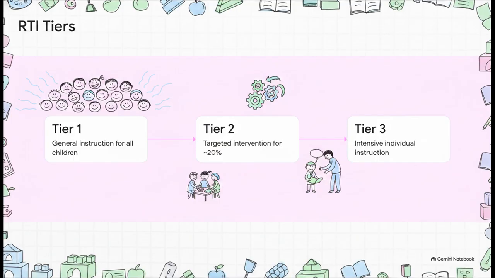We start with Tier 1, which is just general instruction for everyone. If someone is struggling there, they move to Tier 2 for targeted small group intervention, which just means a bit of extra help for about 20% of the class. Now, if a student still really needs support, they move to Tier 3, where they get intensive individual instruction. It is highly personalized, kind of like having a personal trainer for your brain.